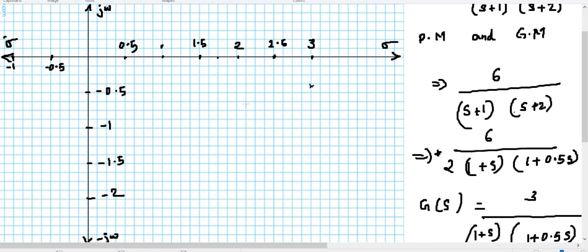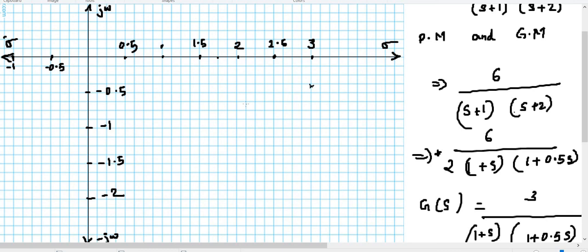So you can see that our maximum value of the real part is 3. The scale on the positive side of the real axis, I am taking up to 3, and the maximum value of the imaginary part is up to minus 1.6. So here you can see that on the negative side, or minus j omega side, it is marked up to minus 2.